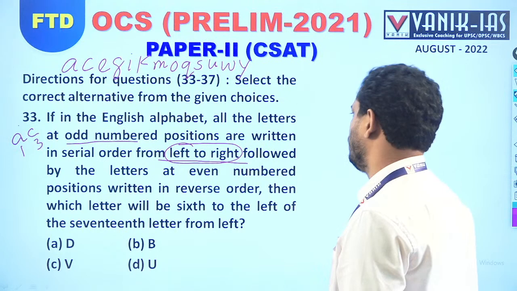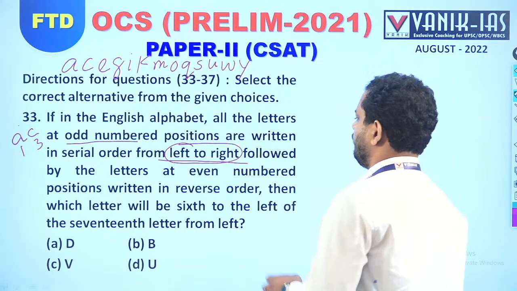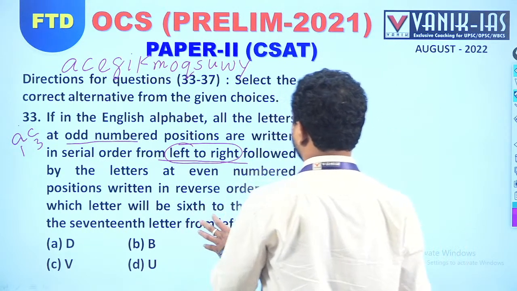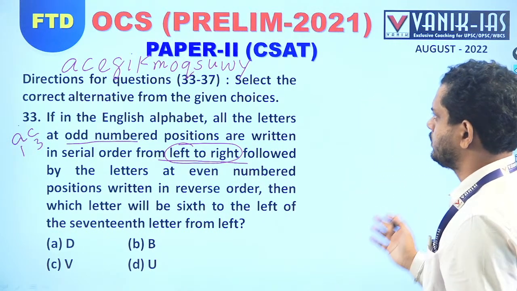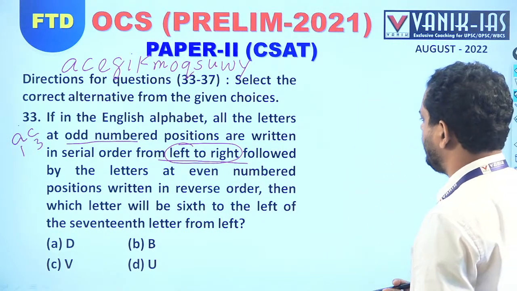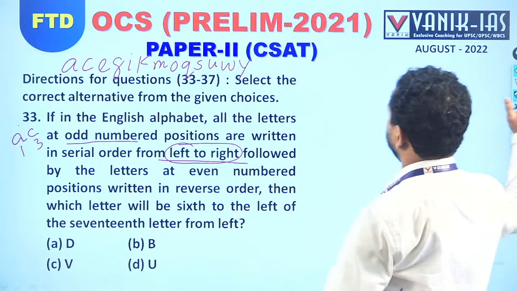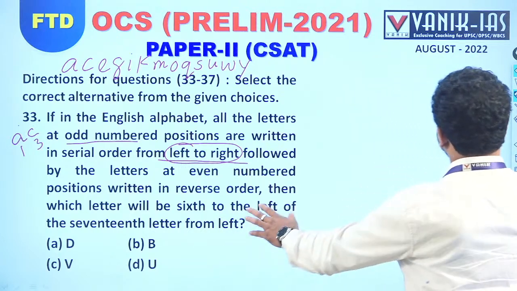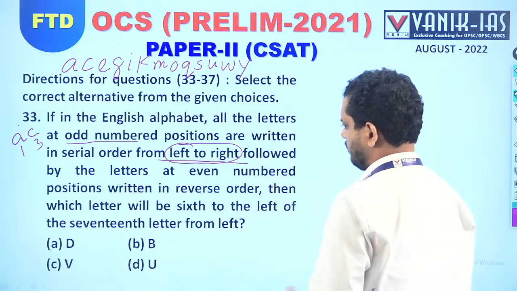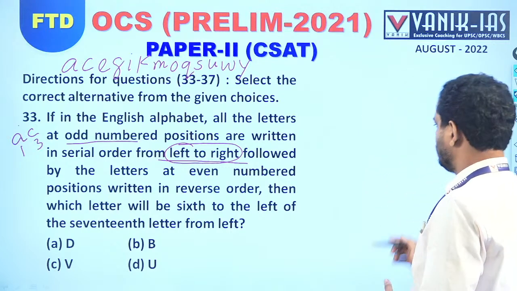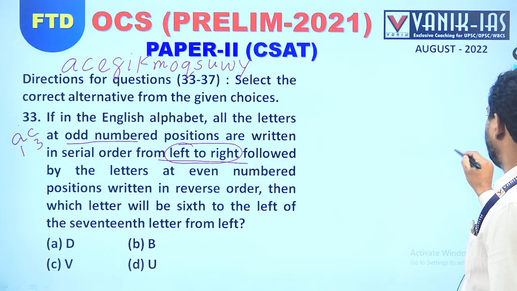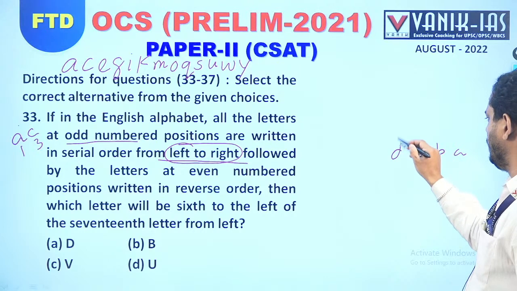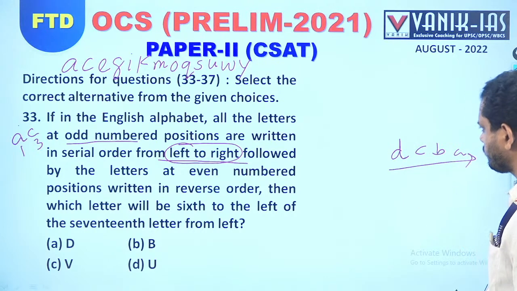Followed by the letters at even numbered positions written in reverse order. It means the rest of the letters I have to write in reverse order. What does reverse order mean? If I write from right to left, it's the same as reverse order. Suppose I write A, B, C, D, this is in reverse order.